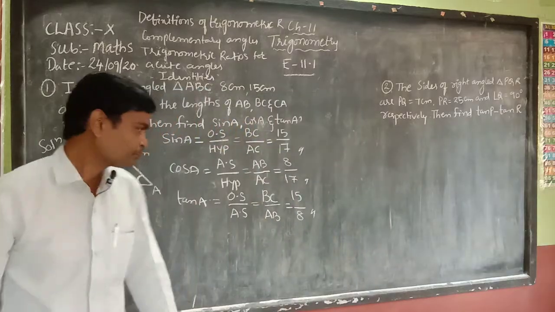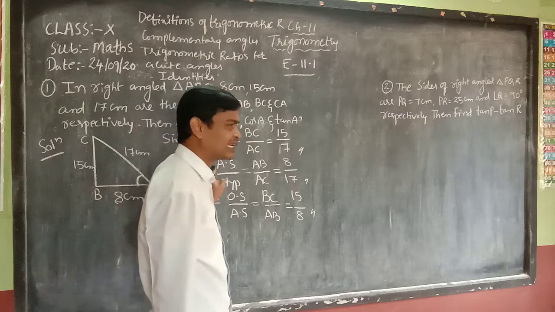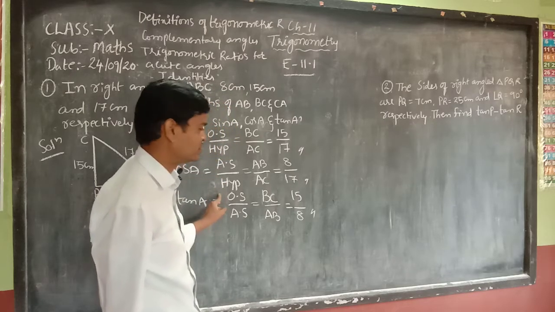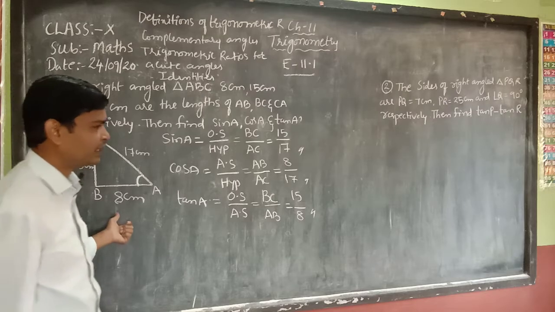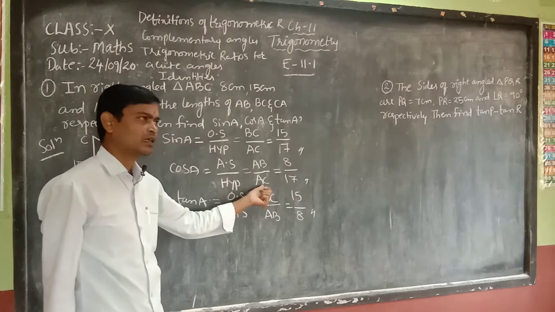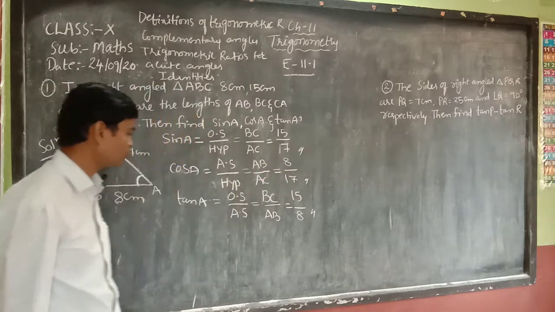And cos A. Cos A is equal to, what is the definition? Adjacent side by hypotenuse. Here the adjacent side is what? AB. The hypotenuse is AC. So 8 by 17.